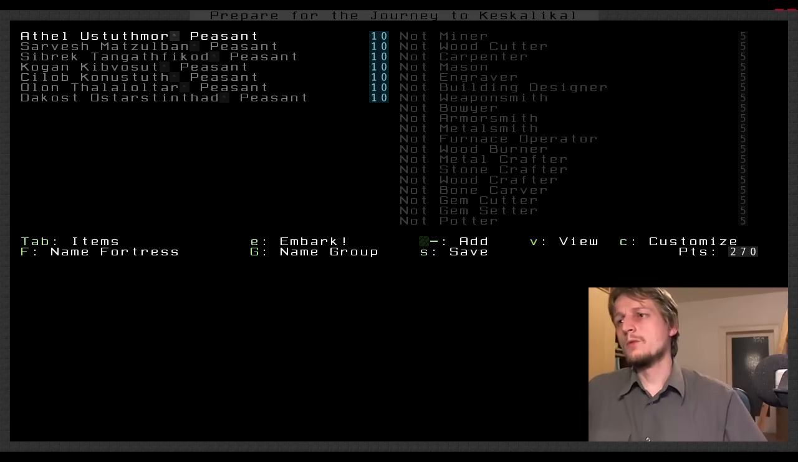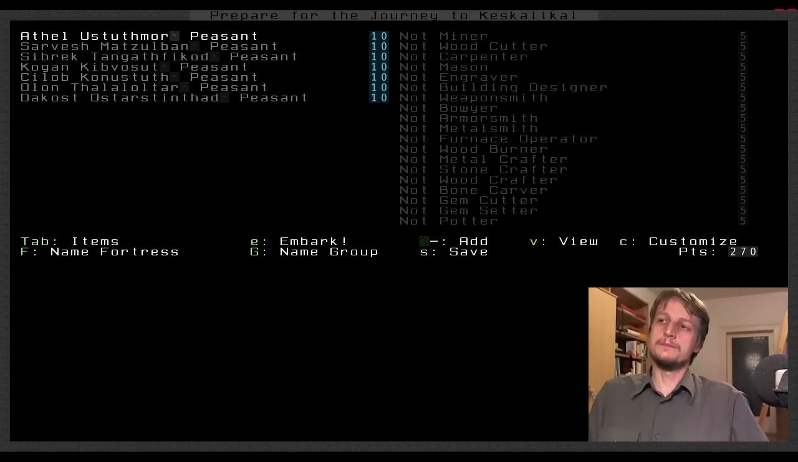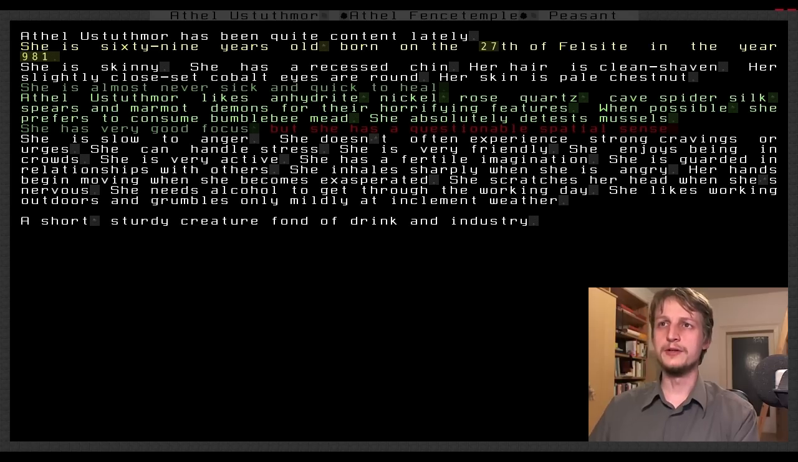Well, what I do now when preparing, I want to get familiar with my dwarves, so I read about them what I can. So every single dwarf I put in view, and what I'm focusing on is the first and last green paragraph.